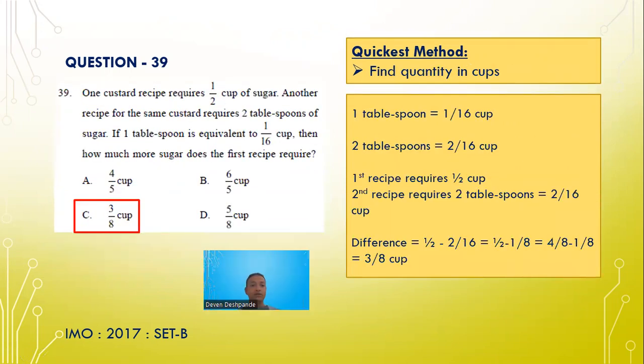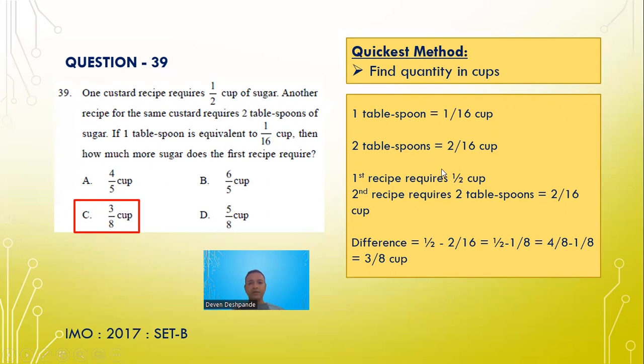Okay, next one. One custard recipe requires half a cup of sugar. Another recipe for the same custard requires 2 tablespoons of sugar. If 1 tablespoon is equal to 1/16 cup, how much more sugar does the first recipe require? Find the quantity in cups. 1 tablespoon is 1/16 cup, so 2 tablespoons will be 2/16 cups. The first recipe requires half a cup. The second recipe requires 2 tablespoons, which is 2/16 cups. And 2/16 is 1/8.